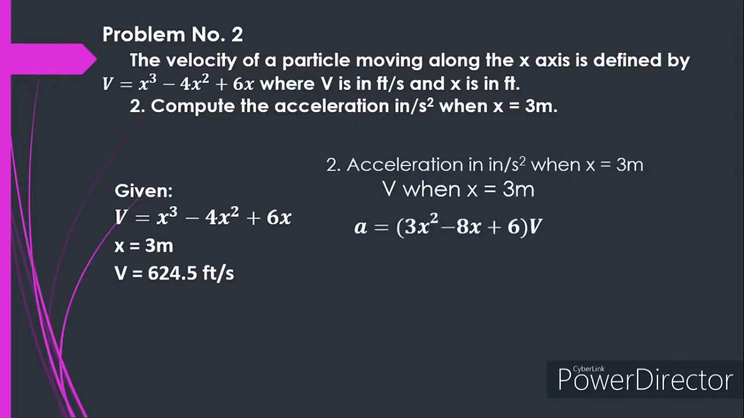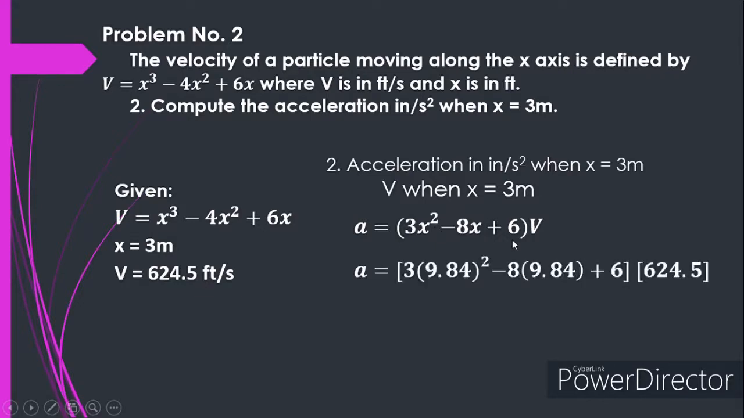Ngayon, nakuha natin yung 624.5 feet per second na velocity kapag ang x natin ay 3 meters. So, given, meron tayong formula na acceleration, yung na-differentiate natin kanina: 3x squared minus 8x plus 6 times v. So, class, direct substitution. 3 meters is equals to 9.84 feet. Tama po. Times v na 624.5. a is equals to 135,989.45 feet per square second.